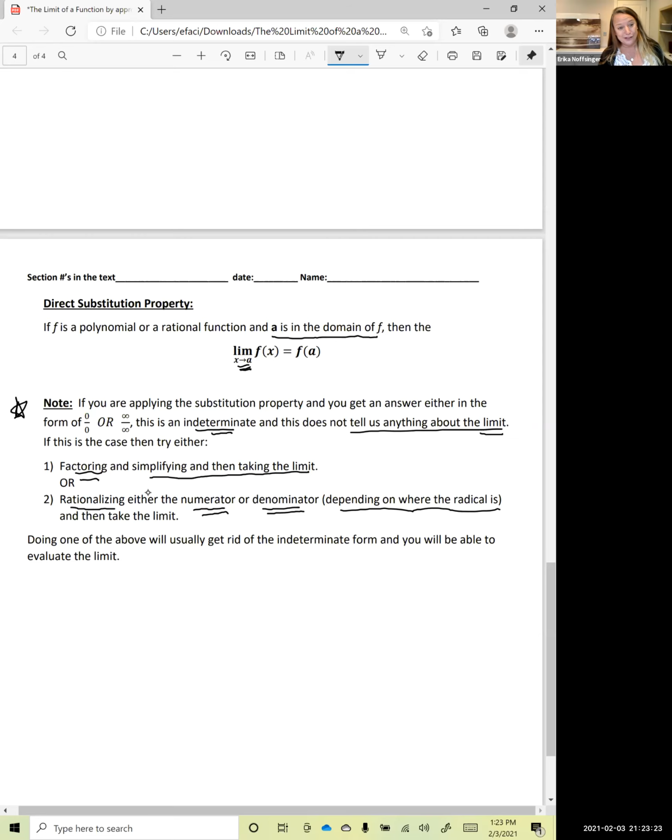A little later in the class, we'll look at a really cool rule too that will help us get rid of indeterminate forms. Okay, so let's maybe do a quick review of rationalizing denominators before we jump into some examples.